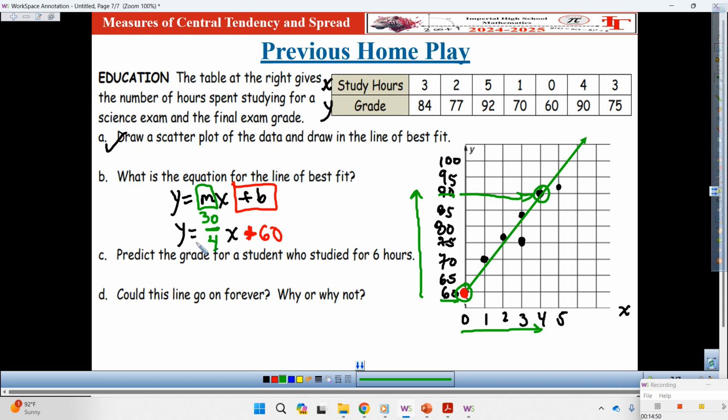So now, let's understand what we have here, look, guys. The X stands for what? Study hours. Are we there? Let's go to the next question. Predict the grade for a student who studied 6 hours. So think about it. What do we do with that number 6 in that equation? Tell your neighbor what to do there.